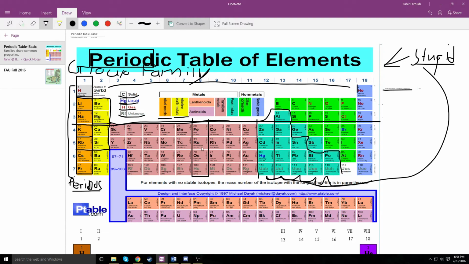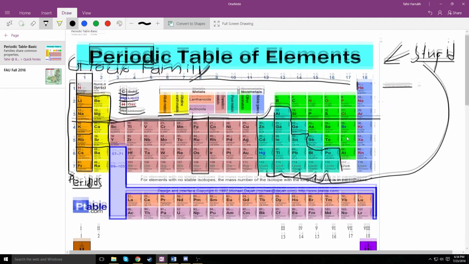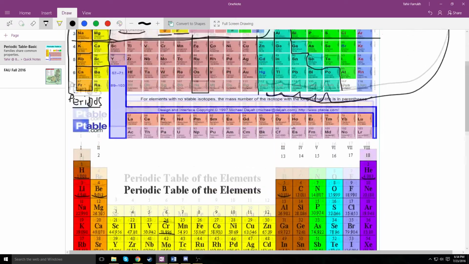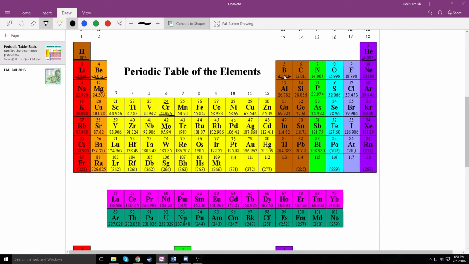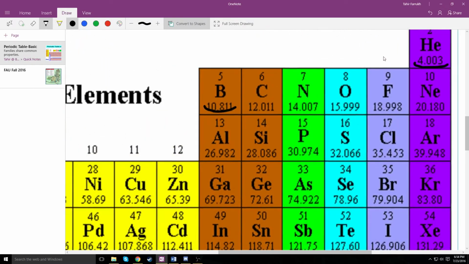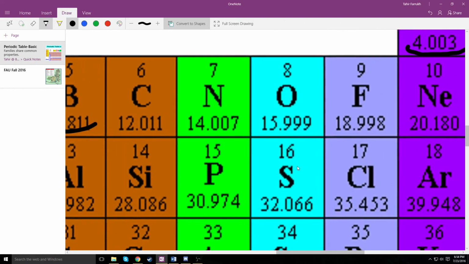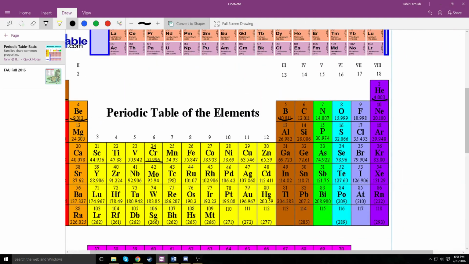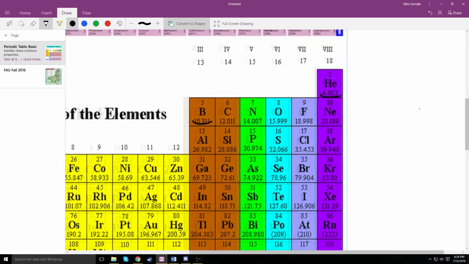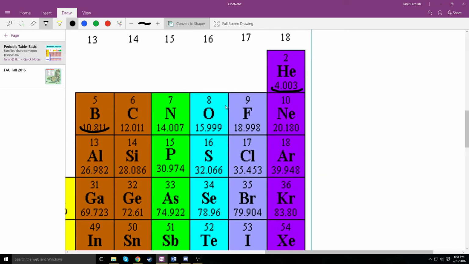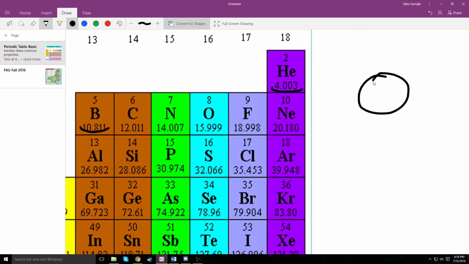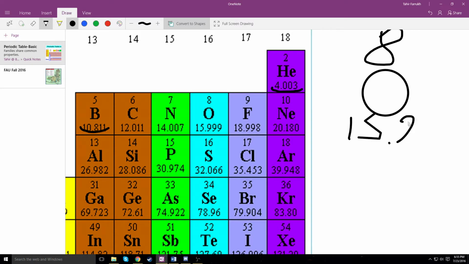So, what else is there to talk about besides these? Oh yeah, let's talk about these numbers. Let's take oxygen for example, and I'm sorry for the resolution, it's a little bit low. So, oxygen. What is oxygen? Well, we know it's an element, right? It has an 8 on top and a 15.999 at the bottom.